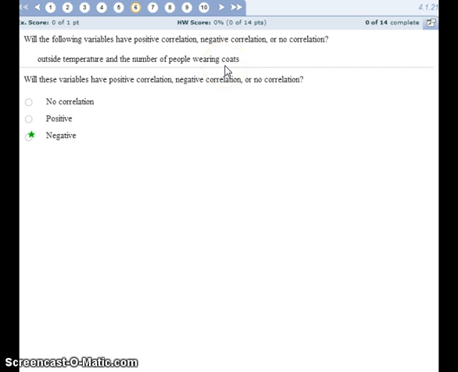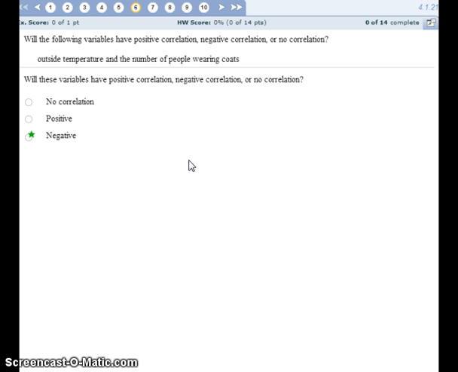And there's definitely correlation here. The temperature is going to have a strong effect on how many people wear coats. Will they move in a positive direction together, or will it be negative? They're going to move in the opposite direction, so that's a negative correlation. Think about that: as the outside temperature goes up, the number of people wearing coats goes down. So they're moving in different directions.